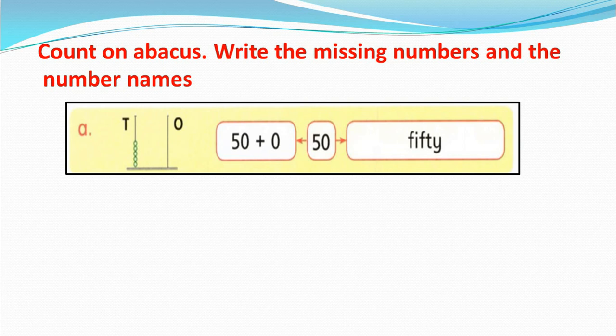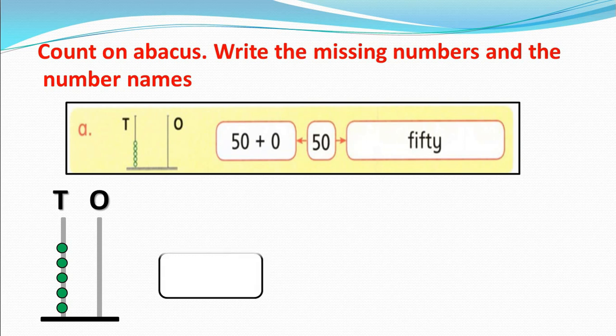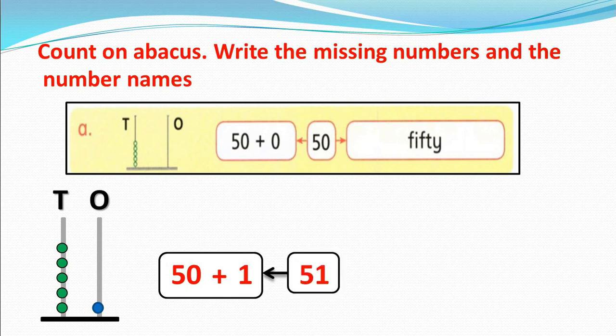Now in this abacus, the tens rod has 5 beads. 5 beads means 5 tens, which makes 50. And the ones rod has 1 bead, which means 1. Now add. 50 plus 1 equals 51 and the number name 51.